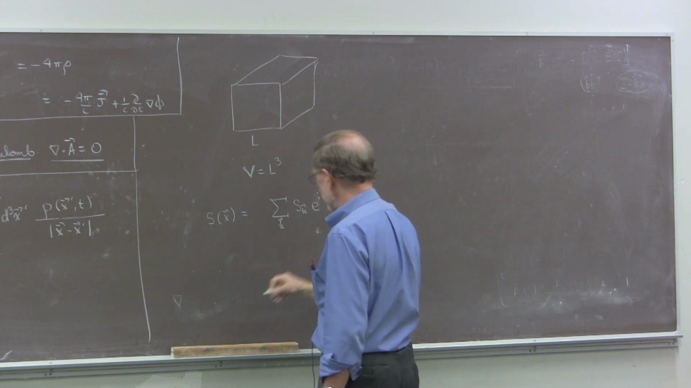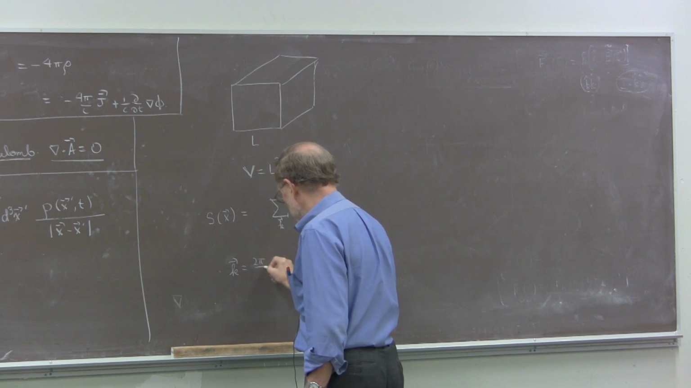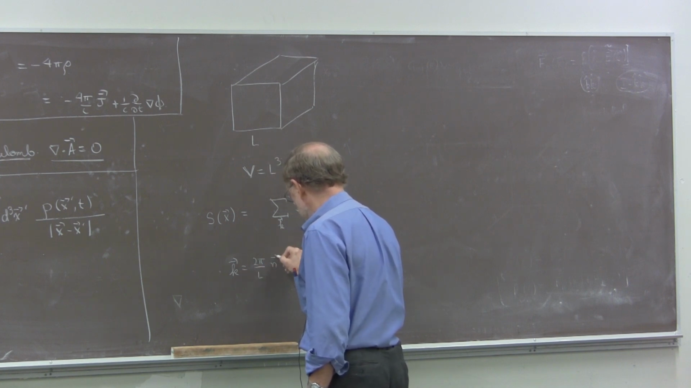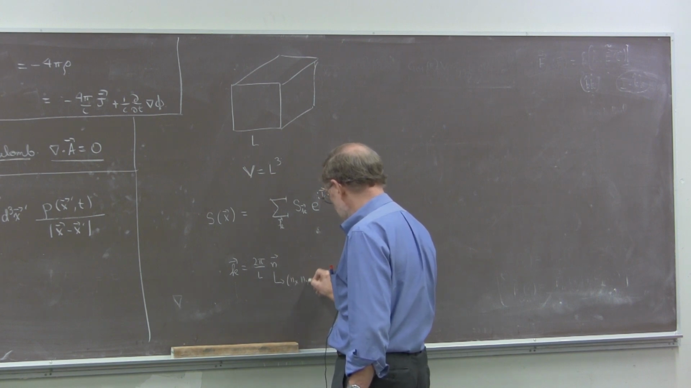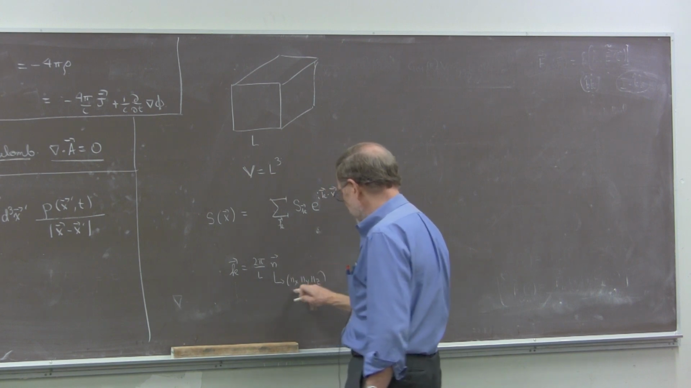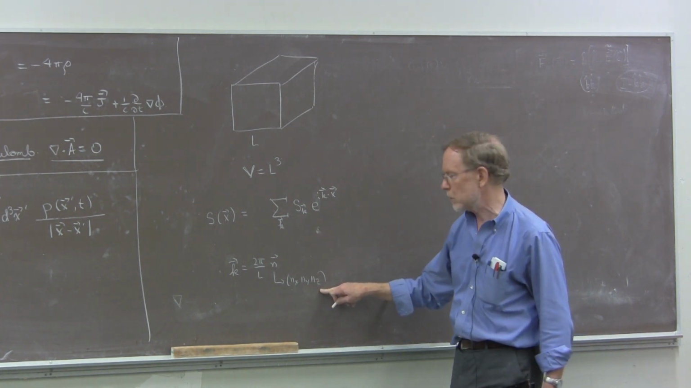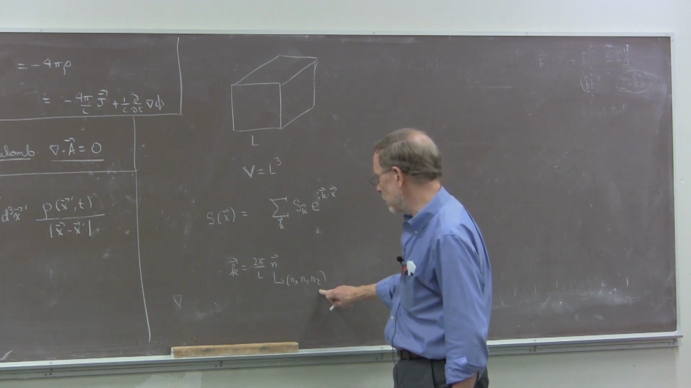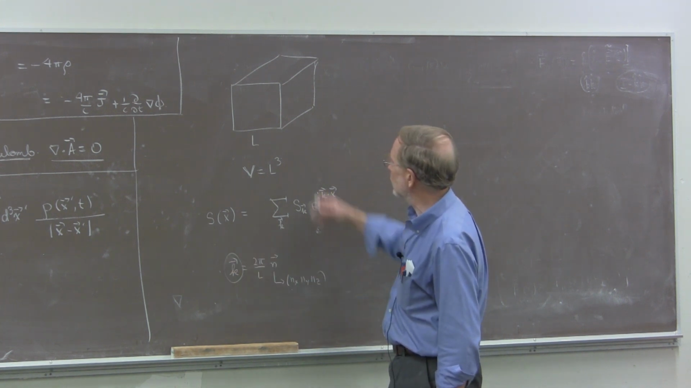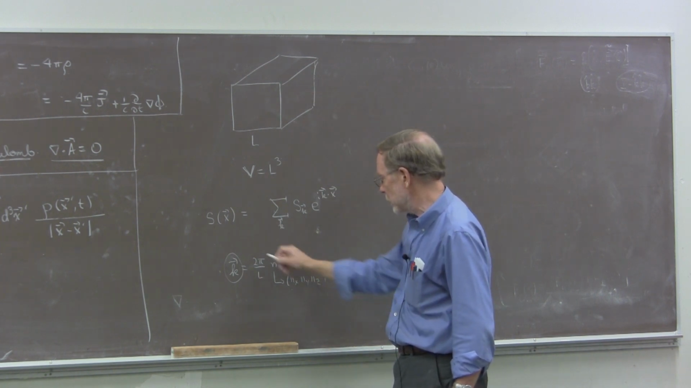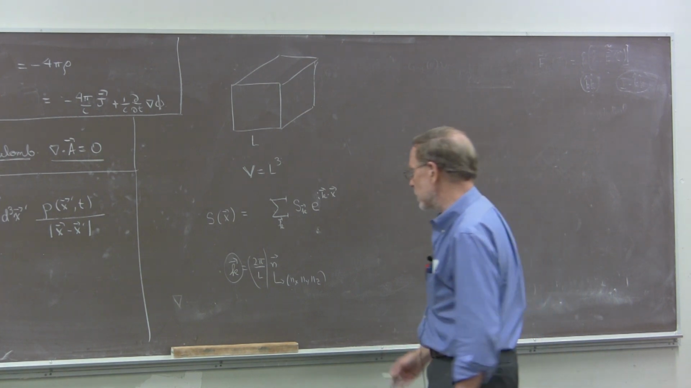And the k vectors which are allowed, as we saw earlier in dealing with box normalization, are 2 pi over L times an integer vector n, where that's got 3 components nx, ny, and nz. And each of these 3 components runs from minus infinity to plus infinity through 0. It includes all integers, positive, negative, and 0. This gives us the allowed values of k, which are consistent with the size of the box, the 2 pi over L connection with the size of the box.